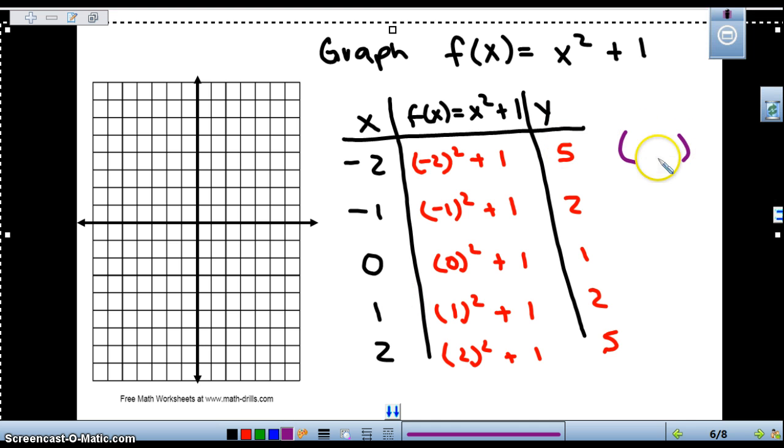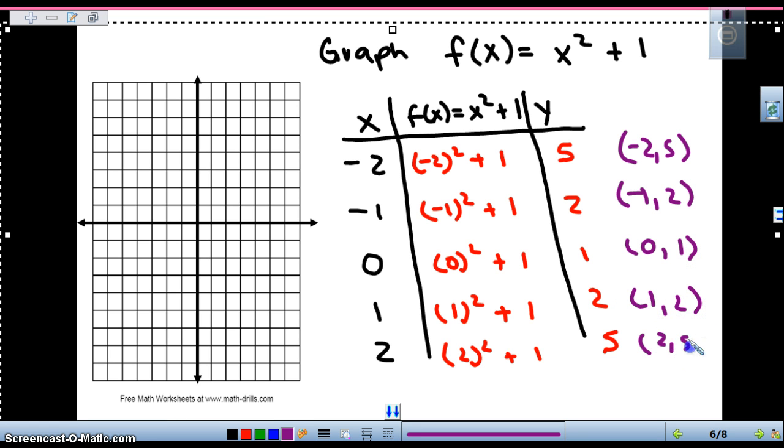We can write down our ordered pairs as -2 and 5, -1 and 2, 0 and 1, 1 and 2, and 2 and 5. If we plot these, -2, 5, -1 and 2, 0 and 1, 1 and 2, 2 and 5, we can connect our points, creating a U shape.